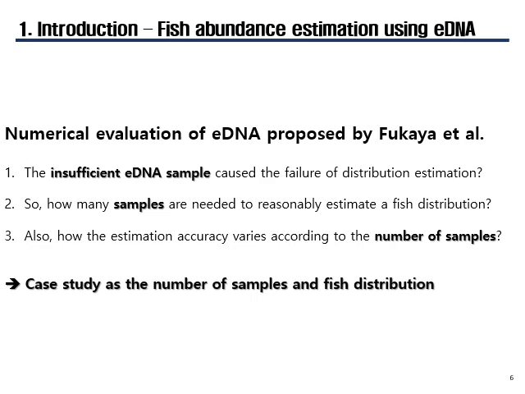So we did a numerical evaluation study to evaluate the proposed eDNA method, based on a case study, as a function of the number of eDNA samples, to figure out three things. First, whether insufficient eDNA samples caused the failure of distribution estimation. Second, how many samples are needed to reasonably estimate the fish distribution. Also, how the estimation accuracy varies according to the number of samples.